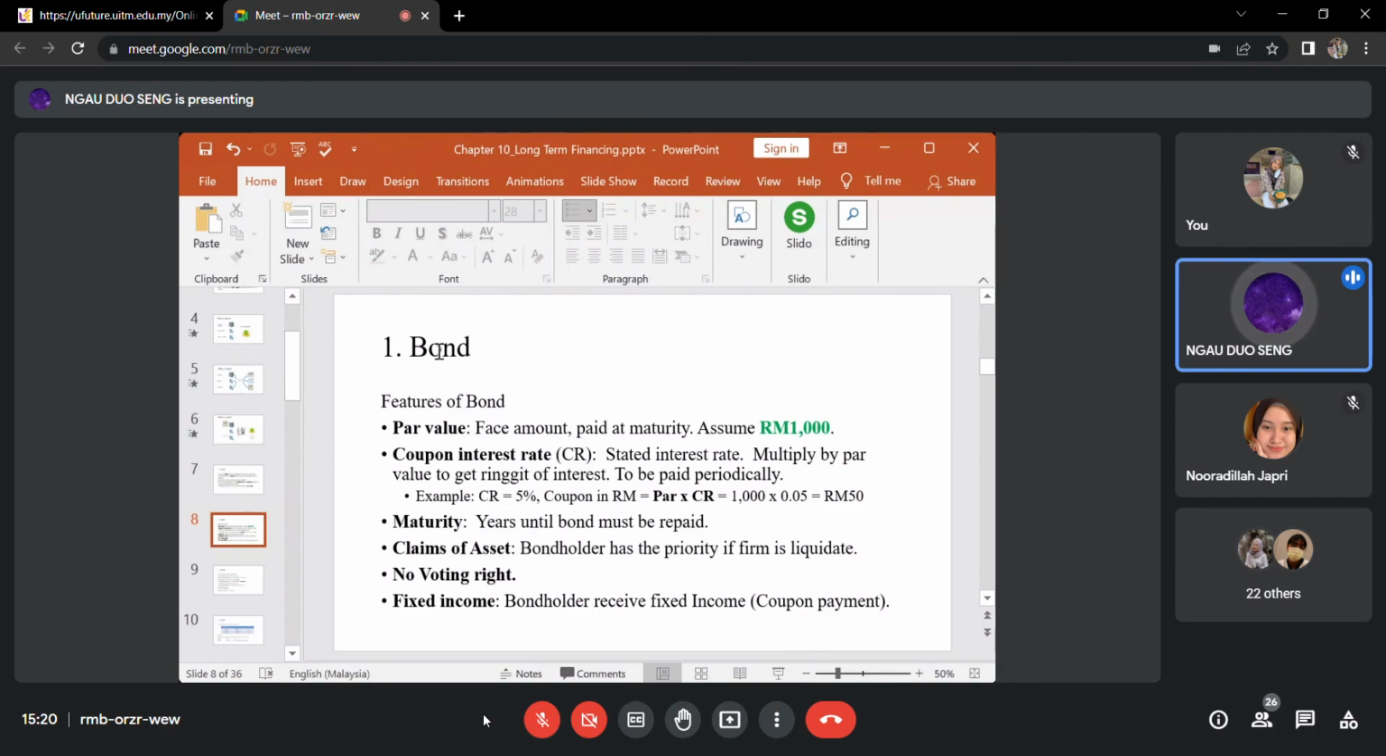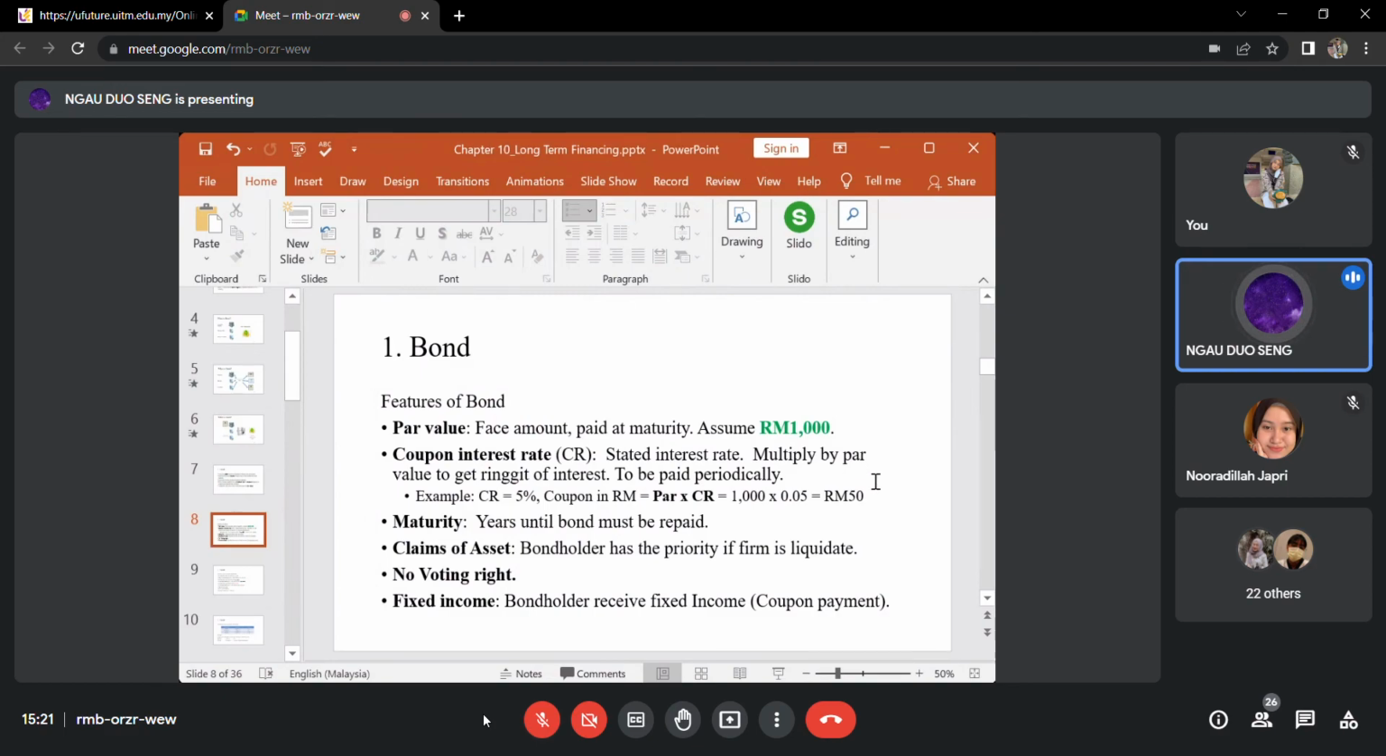So untuk bondholders, dia tak ada voting right. Right? Meaning bondholder tak boleh vote the board of directors. Tak boleh ya. And then fixed income, bondholders receive fixed income lah, coupon payment maksud kat sini.